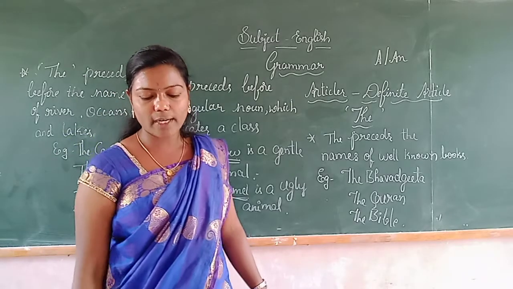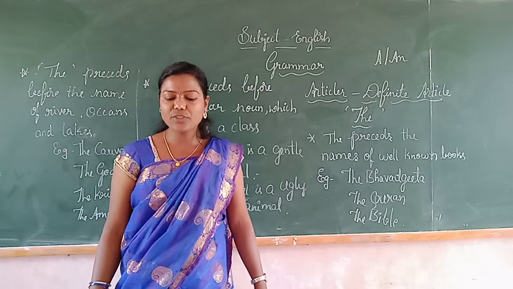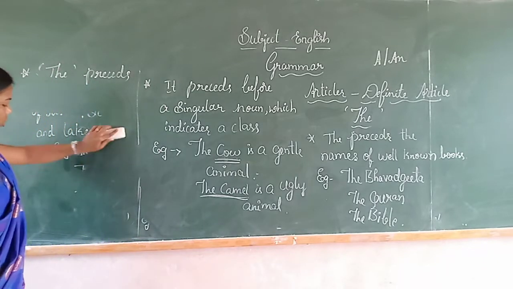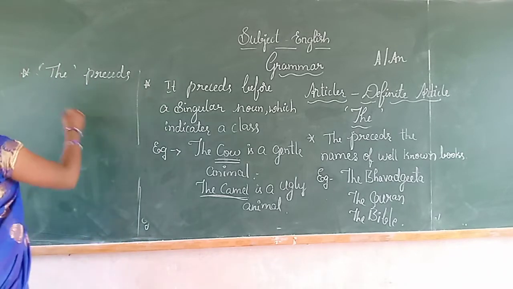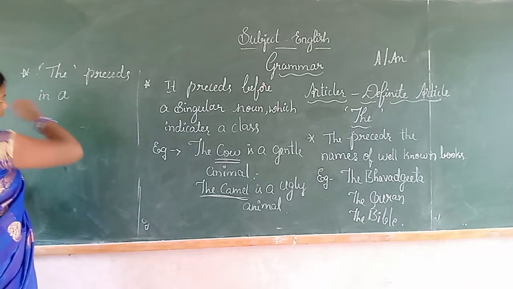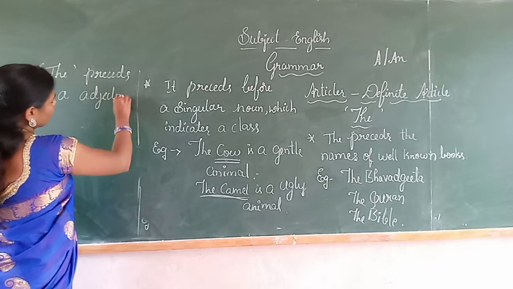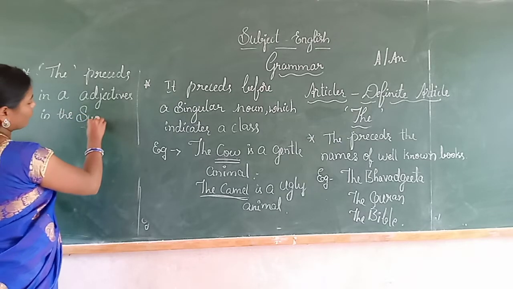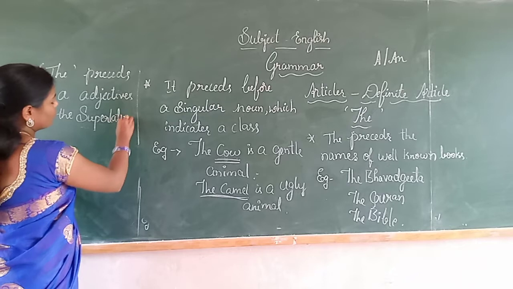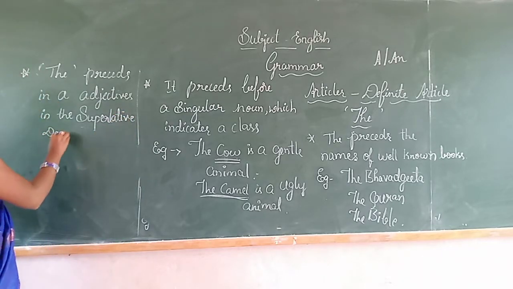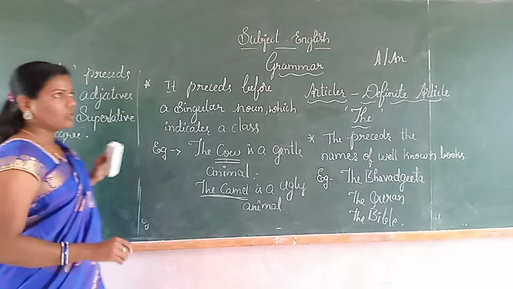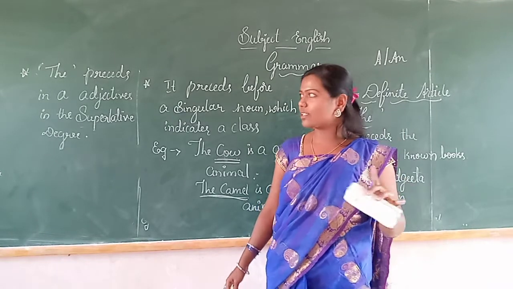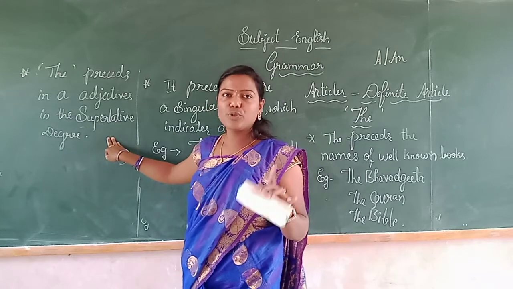Okay, and next point, the proceeds adjectives in the superlative degree. Positive degree, comparative degree and superlative degree. There are three types of degrees in English grammar. In the superlative degree, you should use the.